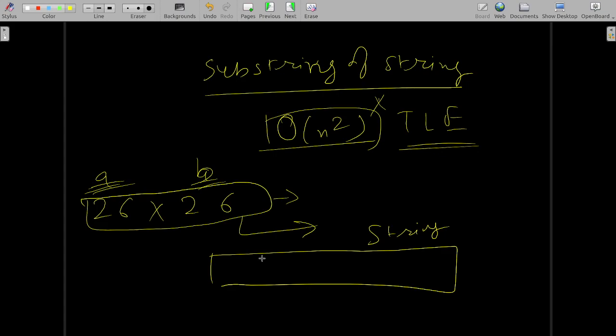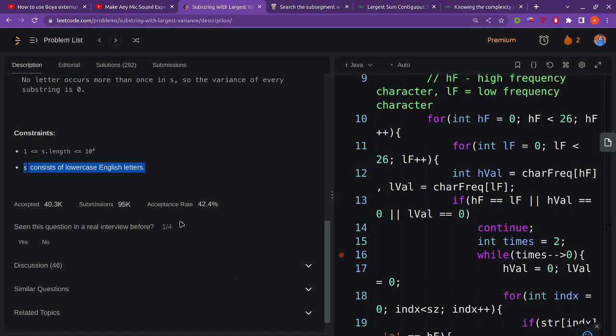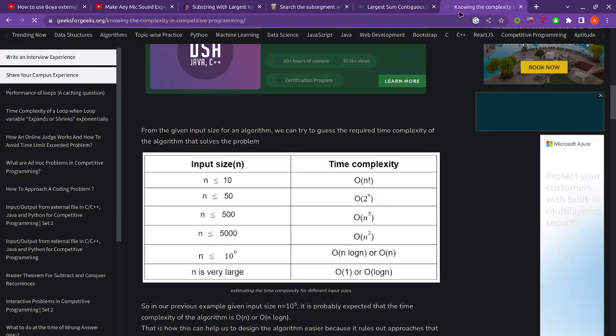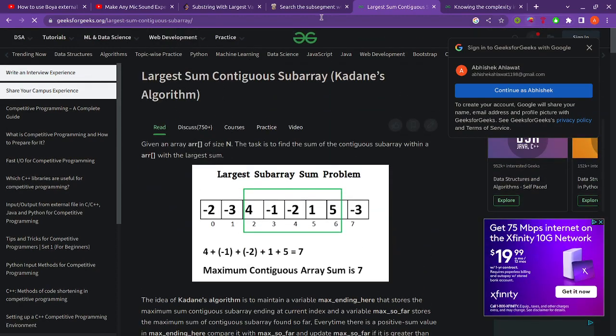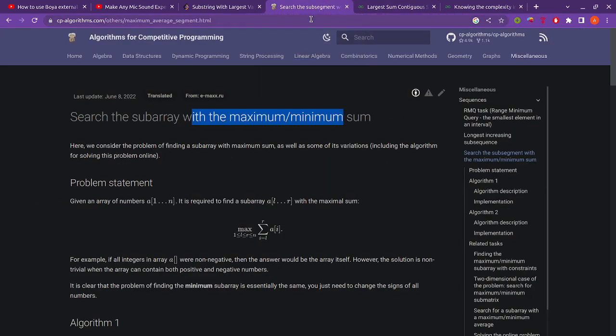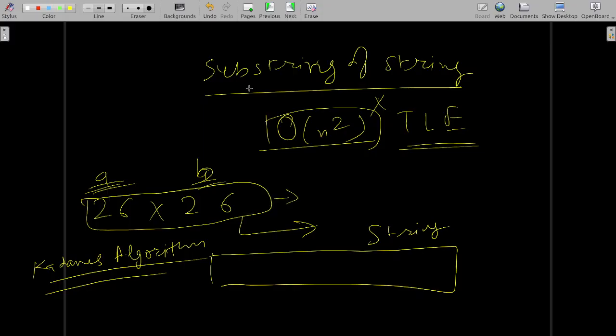Actually, we can apply the maximum sum subarray problem approach here, which uses Kadane's algorithm. Pardon me if the spelling is incorrect. Those of you who do not know what Kadane's algorithm is, I will be providing links in the description for a GFG article and another article which also explains Kadane's algorithm. To give a summary, Kadane's algorithm is applied on a problem where you are to find the maximum sum subarray in a given array of integers.